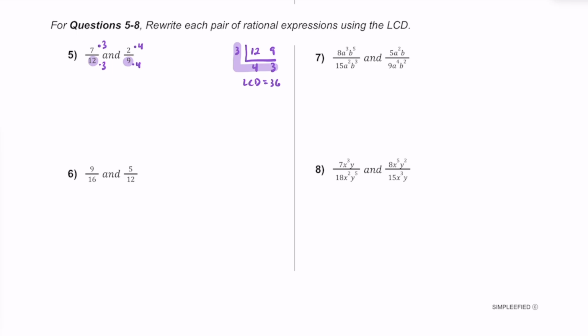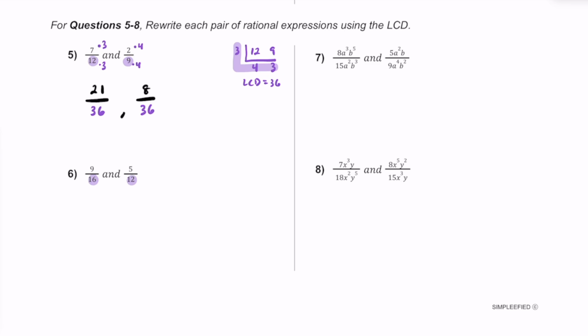So what would these new fractions look like? Well, the first fraction on the left is going to be 21 over this least common denominator, or LCD, of 36. And the second fraction here is going to be 2 times 4 on top, which is going to be 8. And of course on the bottom we're going to have 36. So all we were doing here is rewriting each of these rational expressions, or these fractions rather, so that they have the same denominator of 36. Okay. All right, so for number 6, we have another pair of fractions here, and they have different denominators.